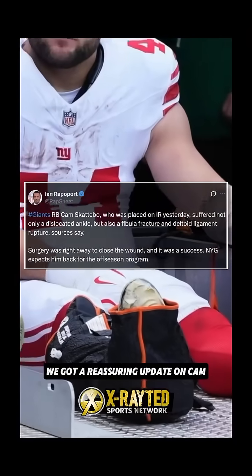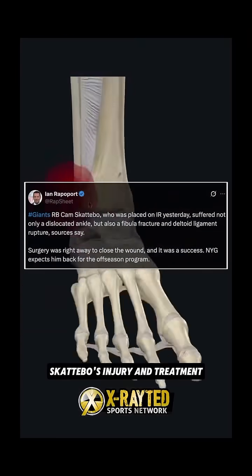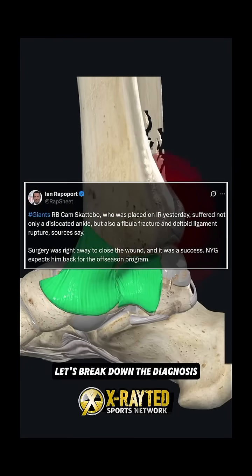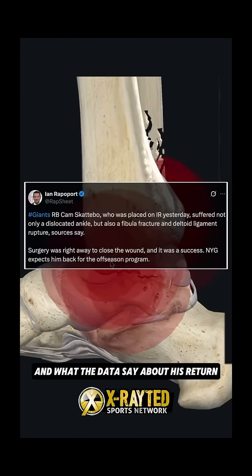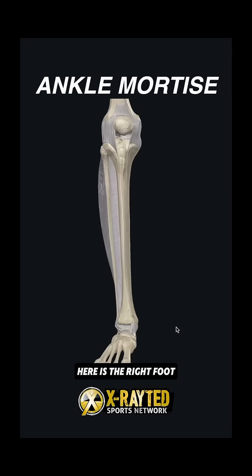Got a reassuring update on Cam Skattebo's injury and treatment. Let's break down the diagnosis and what the data say about his return. Here is the right foot.